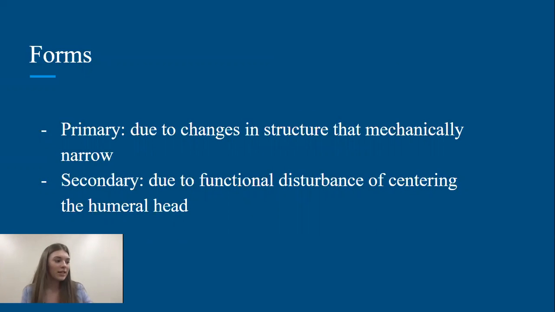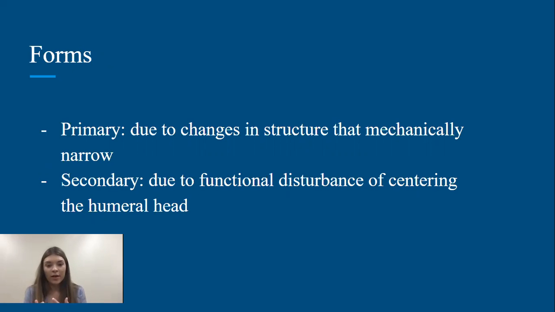It is also important to mention that subacromial impingement syndrome has two different forms. So there are both primary and secondary forms. The primary form of impingement is when the impingement is caused by changes to the structure that mechanically narrow the subacromial space. The primary form can be from bony narrowing on the cranial side, which is also called outlet impingement, and bony malposition after a fracture of the greater tubercle, or an increase in the volume of the subacromial soft tissue on the caudal side, which is also known as non-outlet impingement.